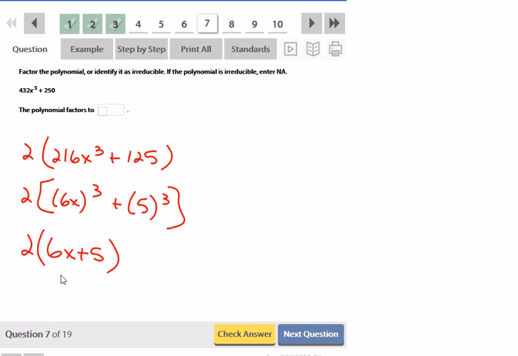Since I haven't used my negative yet, I know that my middle term is going to be negative in this next parentheses. The first term is going to be the first term that's being cubed times itself, so 6x times 6x is 36x squared. Then I have to use that minus. 6x times 5 is 30x. And then finally, 5 times 5 is going to be plus 25. That last trinomial will never be able to be factored.